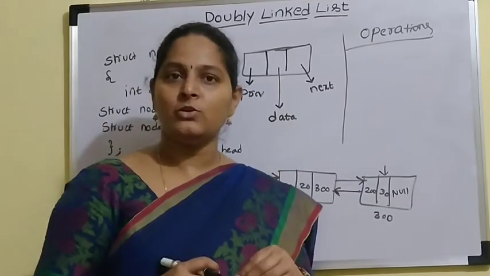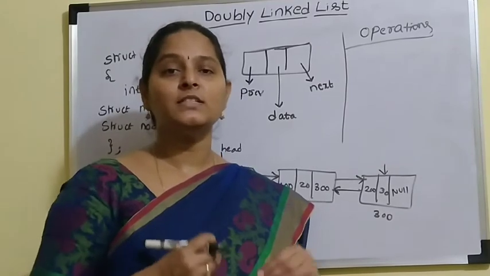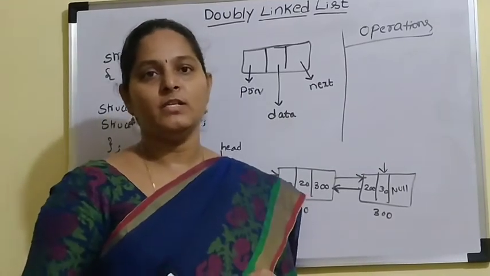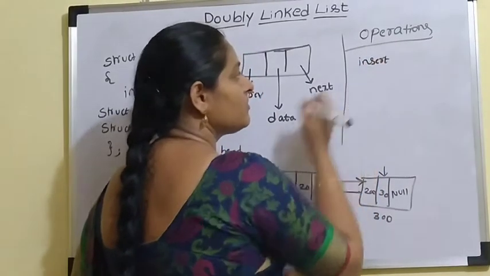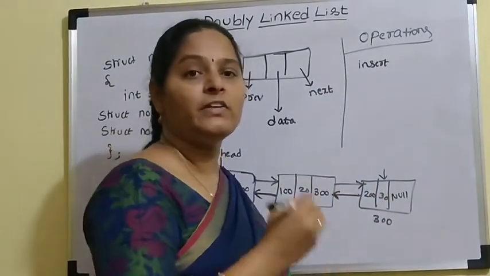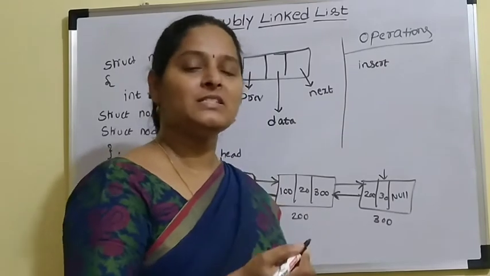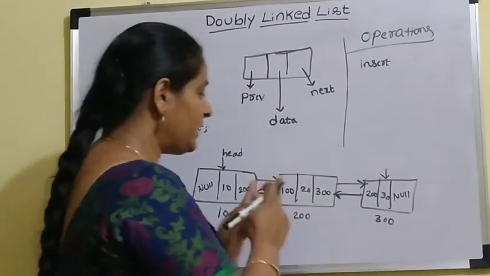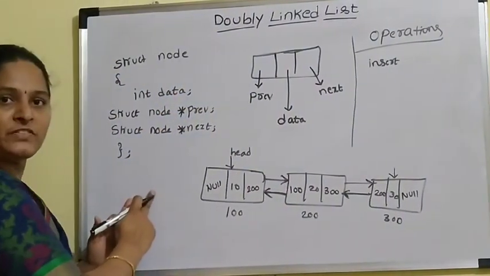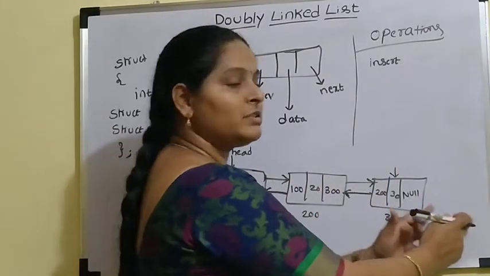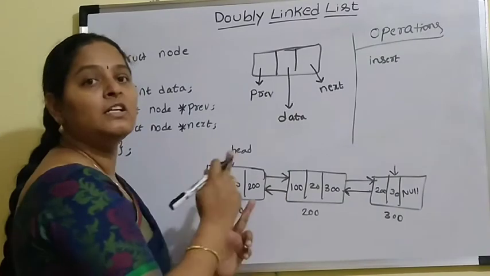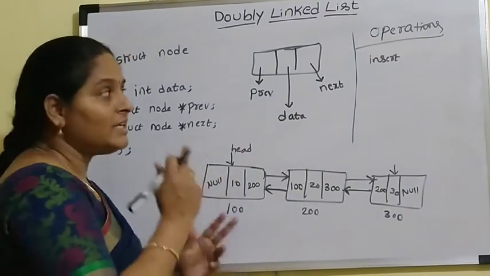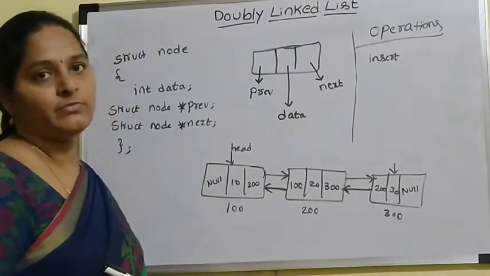So in this video, I will explain how to insert a node in the doubly linked list. If you want to insert a node in the doubly linked list, we need to decide where to insert the node in the list. Whether you want to insert the node before the first node, or after the last node, or at a specified position. So these three cases we need to see.